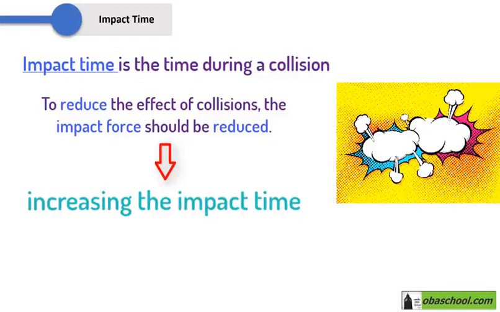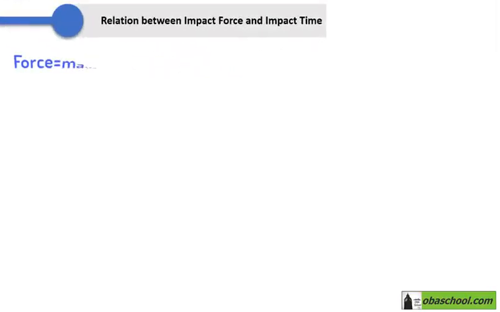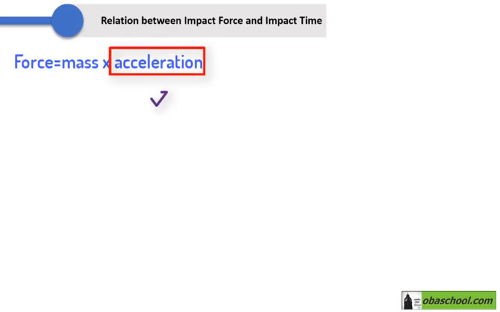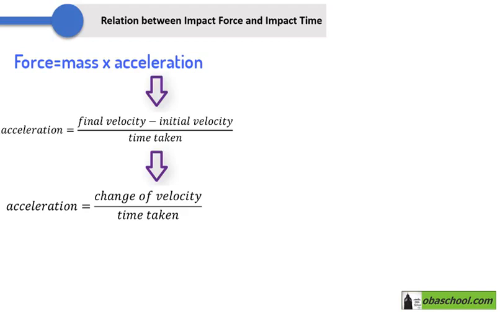So, let's explain the relation between the impact force and the impact time with the help of equations. We know that the force is equal to the mass multiplied by the acceleration, and the acceleration is equal to the final velocity minus the initial velocity divided by the time taken. So the acceleration is equal to the change of velocity divided by the time taken.